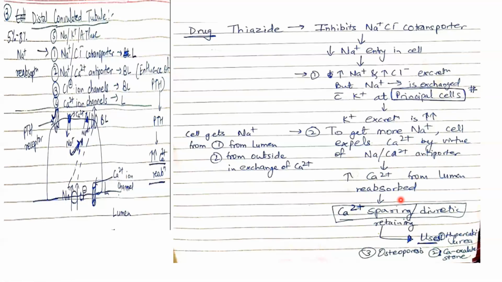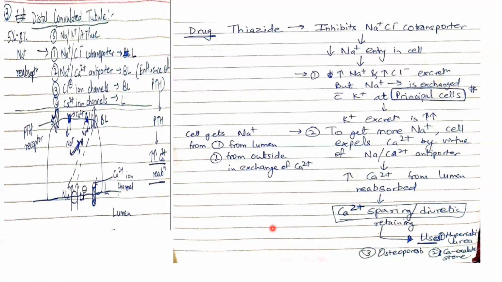Exactly opposite to what furosemide does. Thiazide inhibits the sodium chloride cotransporter. The cell tries to get more sodium, and in turn it expels calcium. So there is less calcium in the cell, so more calcium from the lumen will enter the cell. It again gets reabsorbed and your body retains calcium in this process. And that is how these are calcium sparing or calcium retaining diuretics.